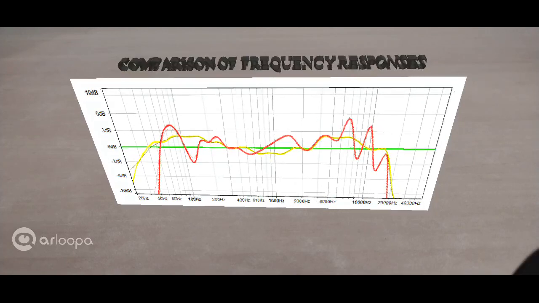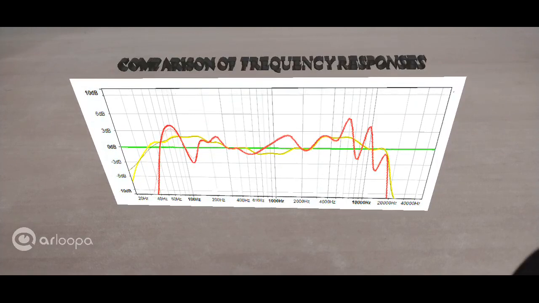Alright, this is a comparison of different frequency responses. There are three graphs here: yellow, green, and red. The green one is the ideal frequency response. It's an insanely ideal case because it's just flat. There's not even a single curve at the lower and the higher end of the spectrum.